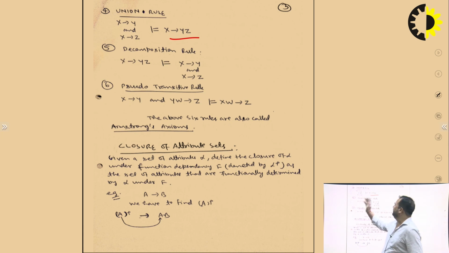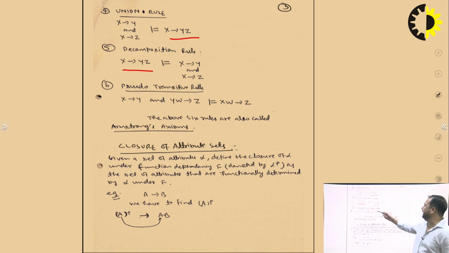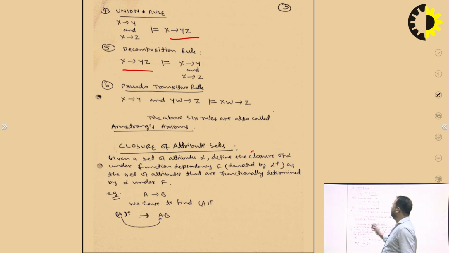Decomposition rule is just the reverse of that. If X determines YZ, then we can say it functionally determines X determines Y and X determines Z. And the last one is the pseudo transitive rule, just like a transitive rule. So if X determines Y and YW, if it is not W, then it becomes the transitive. So what is pseudo? Y and something more. So if YW determines Z, then we could write XW also determines Z.